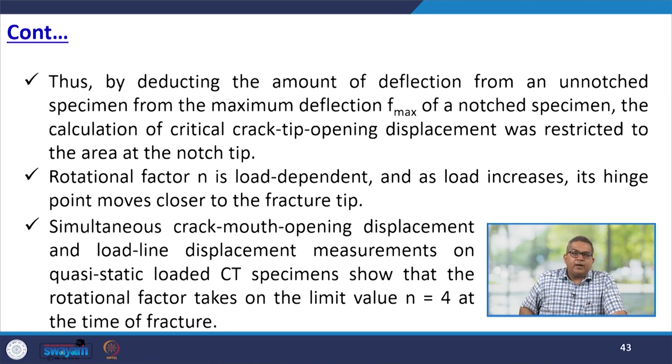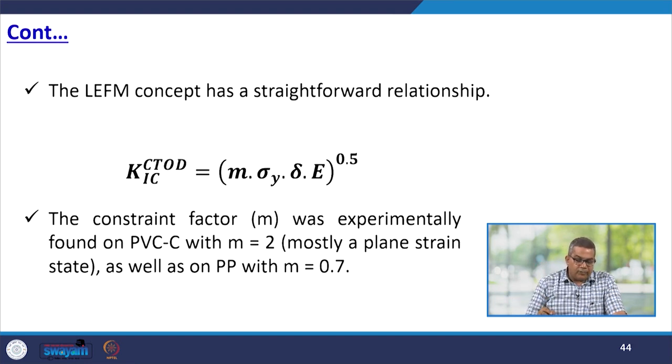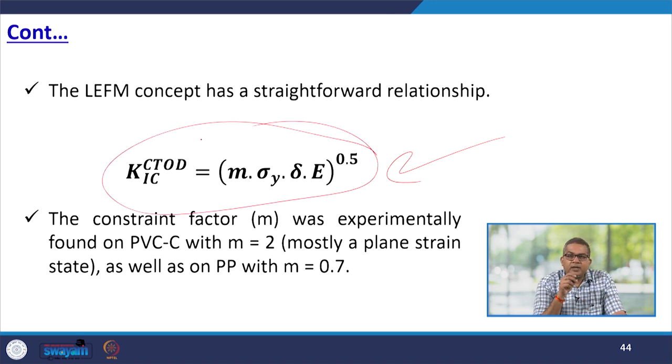Now, thus, by deducting the amount of deflection of an unnotched specimen from the maximum deflection F max of a notched specimen, the calculation of critical crack tip opening displacement was restricted to the area at the notch tip. Now, rotational factor N is load dependent, and as the load increases, the hinge point moves closer to the fracture tip. Simultaneous crack mouth opening displacement and load line displacement measurements on the quasi-static loaded CT specimen show that the rotational factor takes on the limit value of N equal to 4 at the time of fracture. If we talk about the LEFM concept, it has a straightforward relationship, given by this particular mathematical representation. The constraint factor M is experimentally found in PVC with M equal to 2, mostly a plane strain state, as well as in polypropylene with M equal to 0.7.